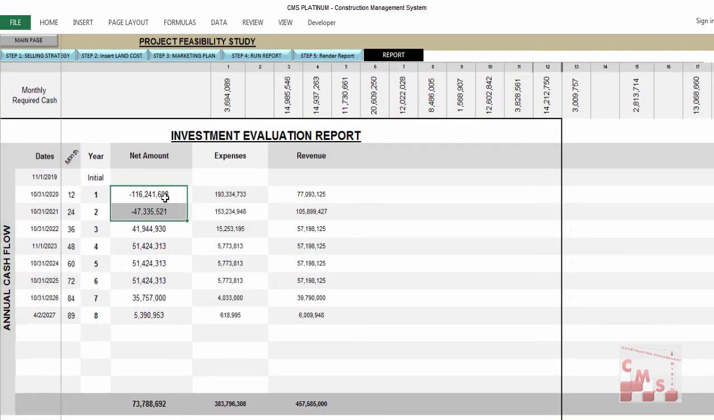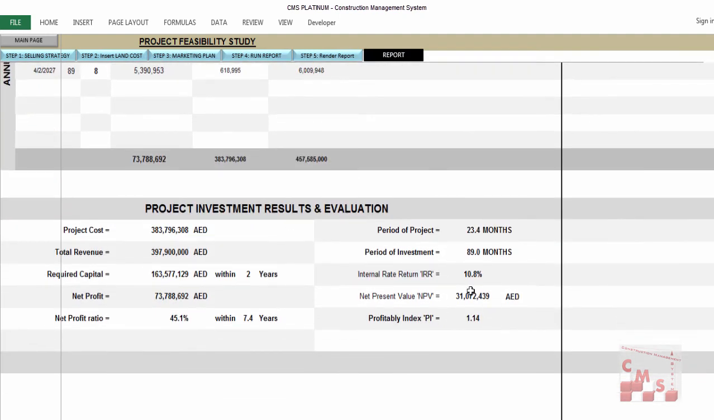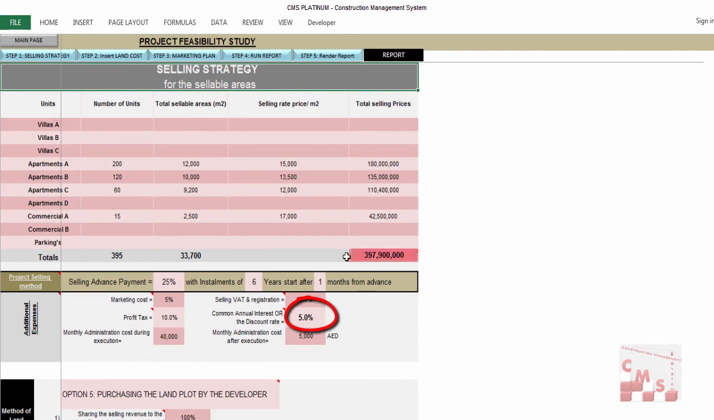You have too much amount to pay in the first year, because you will pay the full amount of the land in the first year. Let's go to the report. You have a good internal rate of return, 31 million net present value, and a profitability index of more than 1. Your internal rate of return is more than 5%, which is the common discount rate in the banks. You can agree to this if these numbers satisfy your company policy.